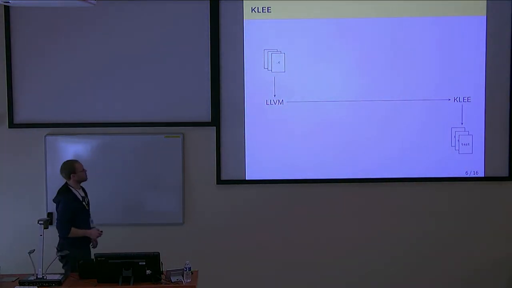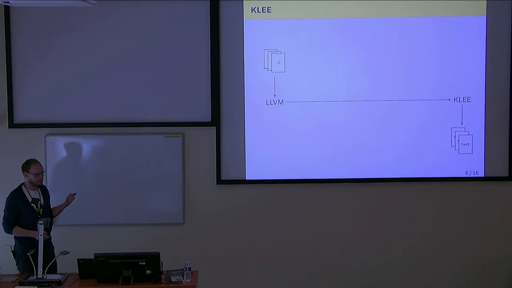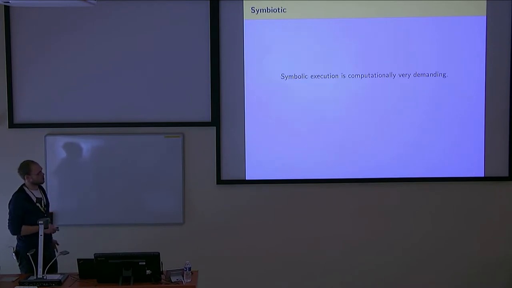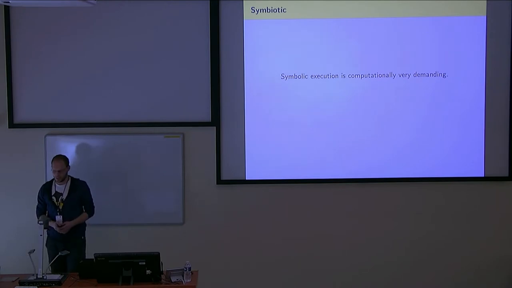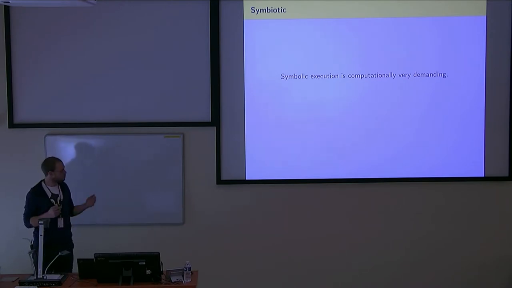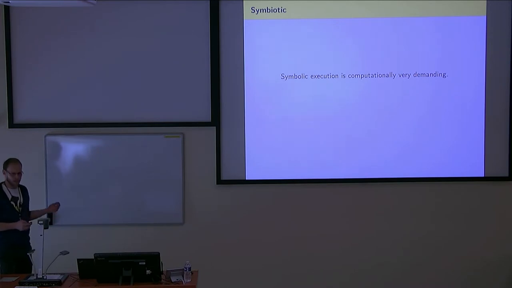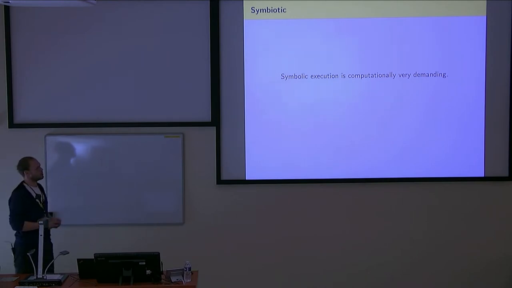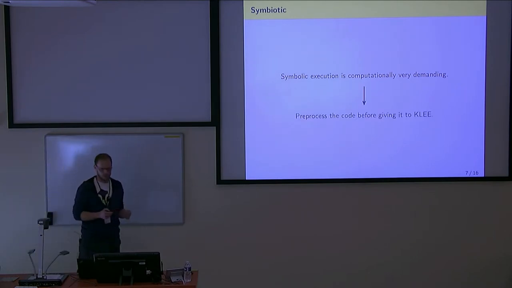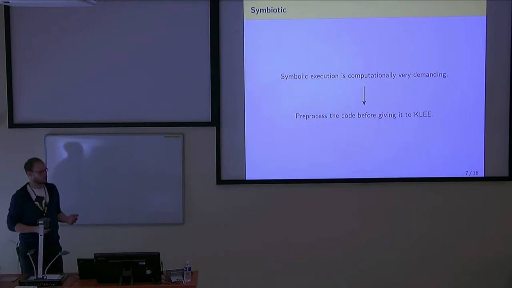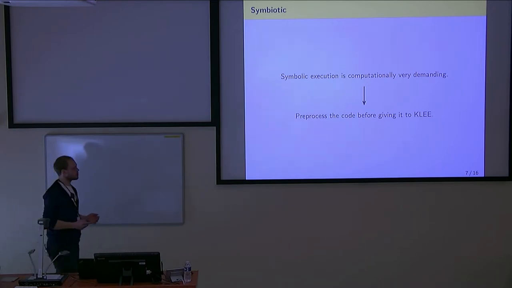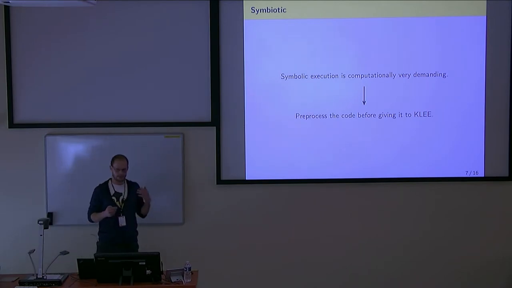Where's the problem with this approach? Well, first you need to annotate the program, and second, the symbolic execution is computationally very demanding. In the program, you can have many paths, a large amount of paths, you can have an infinite number of paths, and there are some techniques for how you can at least alleviate this problem a bit. And what we do is that we try to preprocess the code somehow before passing it to KLEE, such that the symbolic execution is faster.